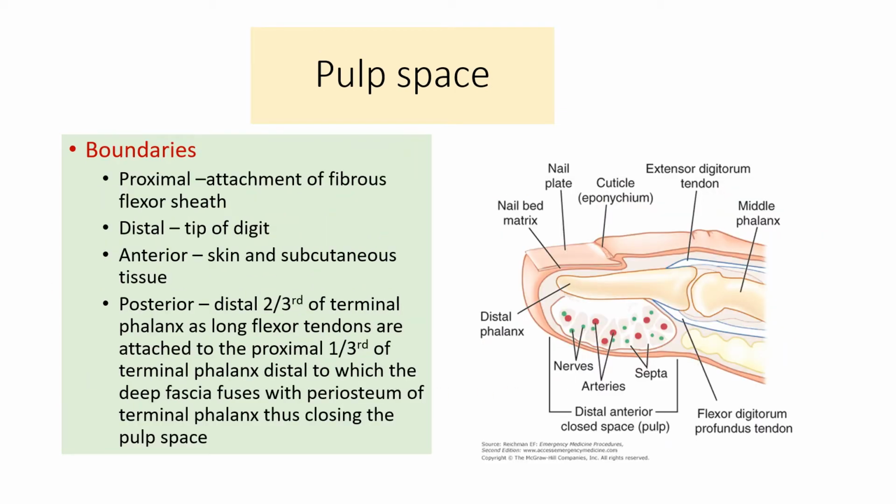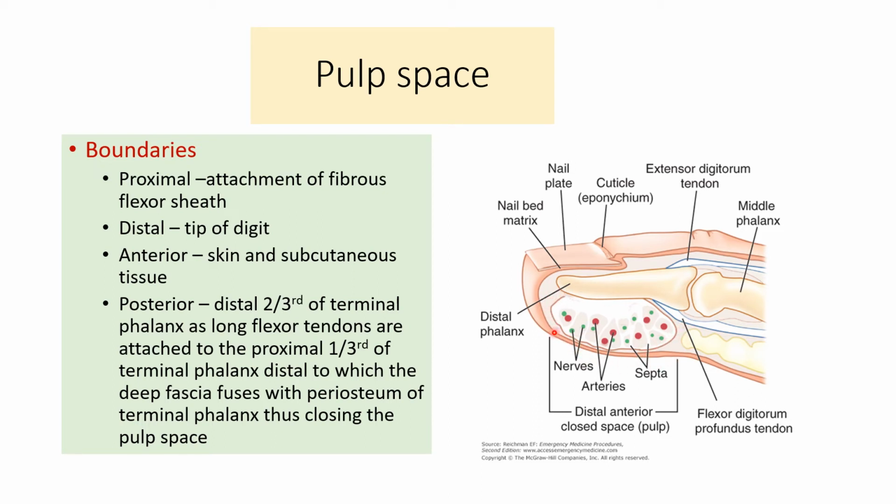What are the boundaries for the pulp space? Proximally, there is attachment of the fibrous flexor sheaths. Distally will be the tip of the digit.